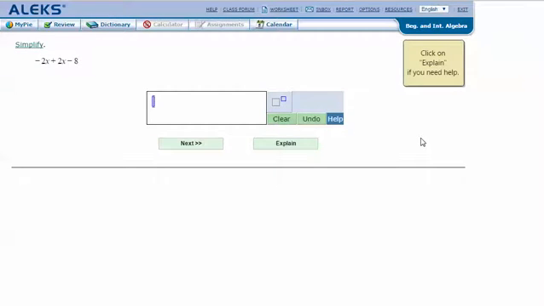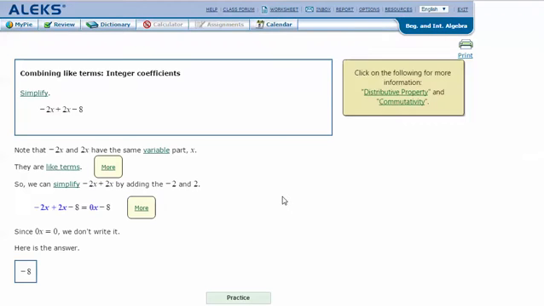Here's an example problem. Simplify negative 2x plus 2x minus 8. Let's click Explain. Note that negative 2x and 2x have the same variable part, which is x, so they're like terms. We can simplify negative 2x plus 2x by adding the negative 2 and 2.